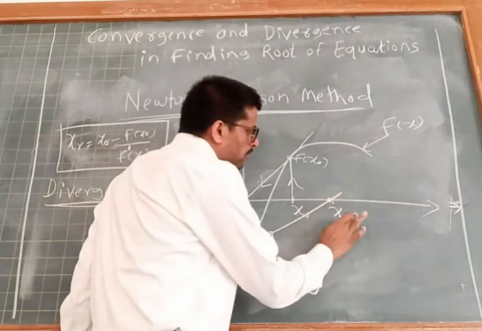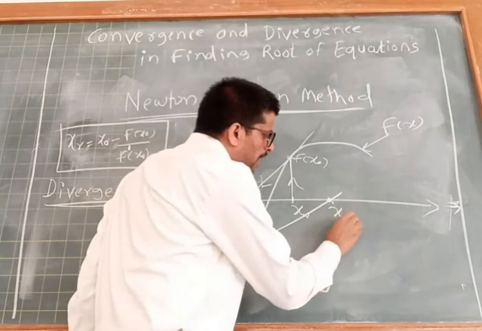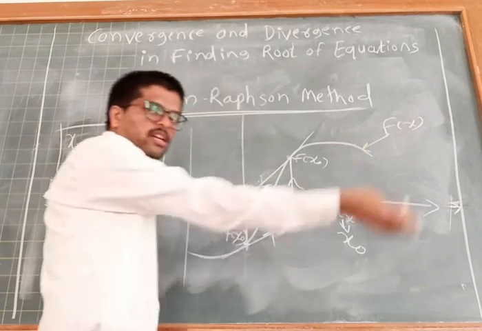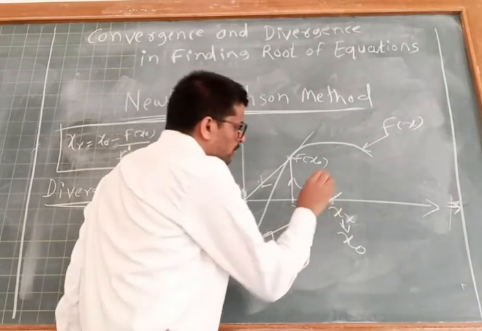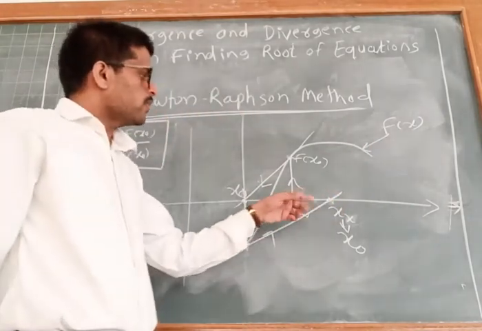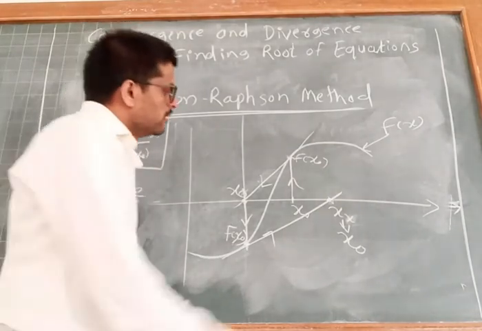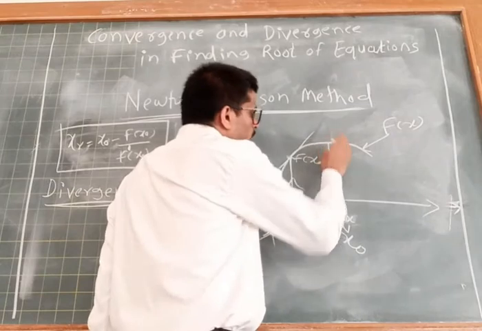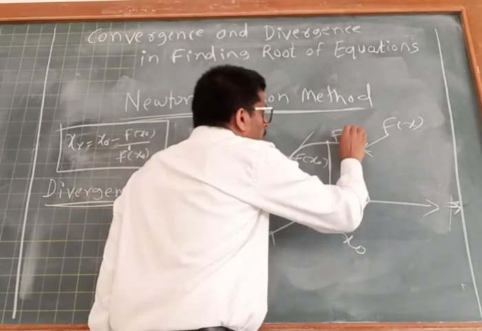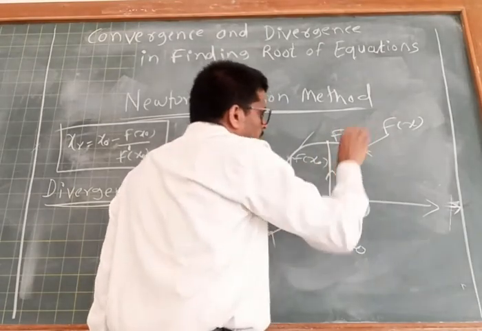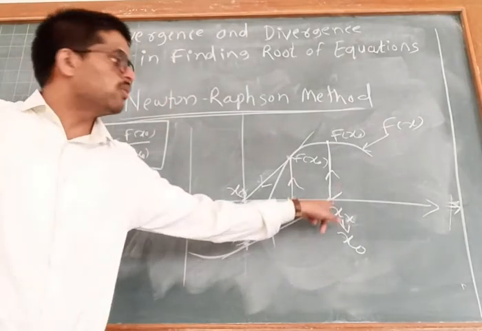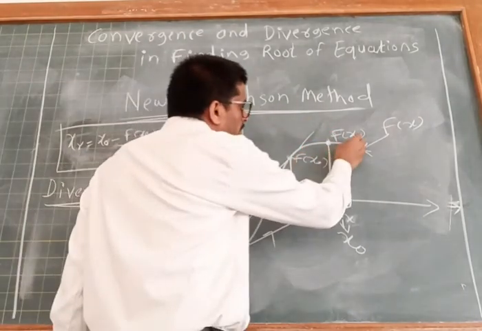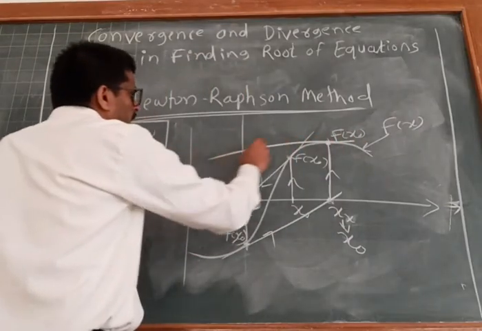Again, for the third iteration, I will consider this xr as x0. So this is x0 now for the third iteration. So what is the procedure? To calculate xr, from this x0 we have to calculate f of x0. From this x0 we will get f of x0. Then we have to draw the tangent at this point. So if I draw the tangent like this.